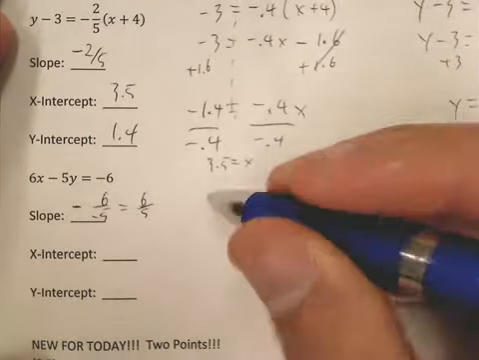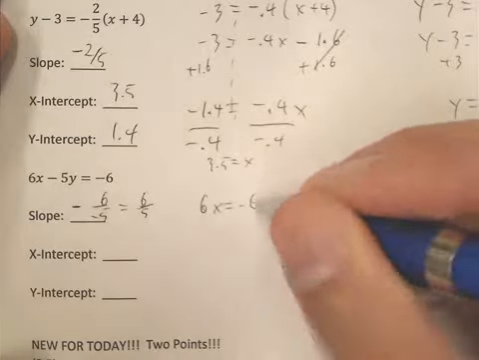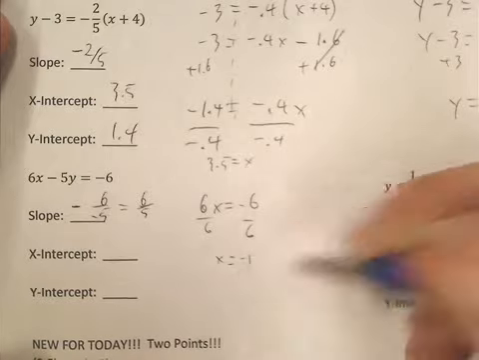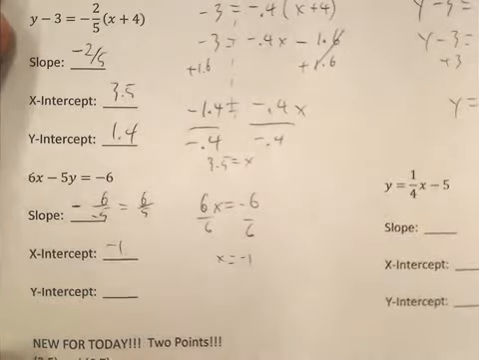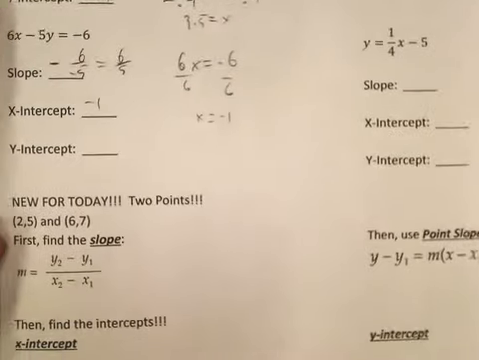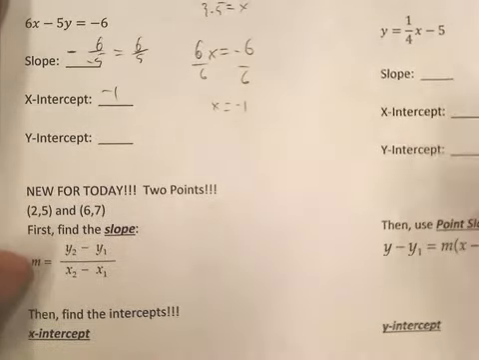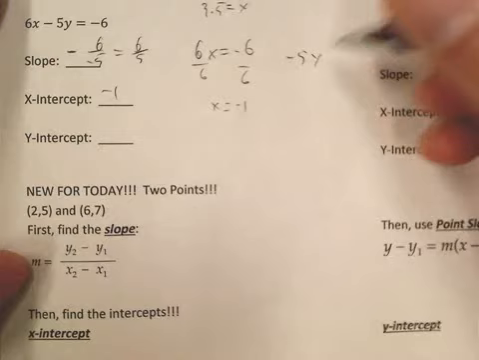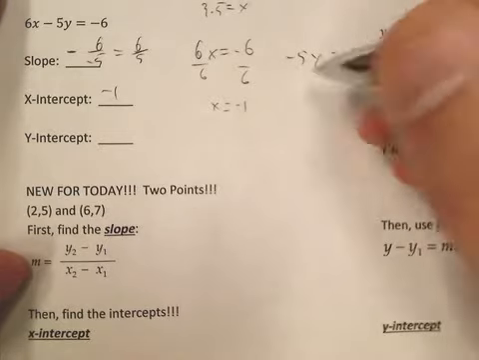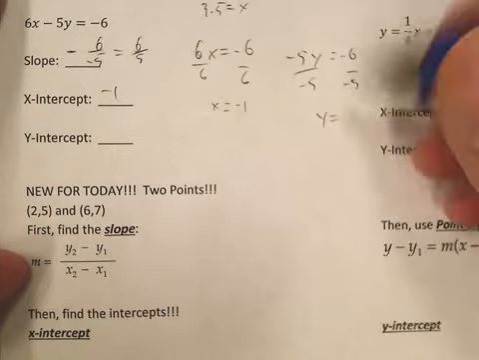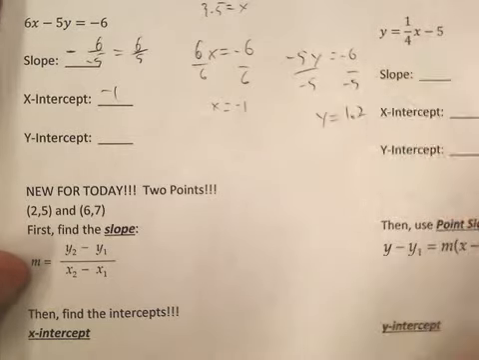So the x-intercept, write it without the y. 6x equals -6. Divide by 6. To find the y-intercept, write it without the x. So you have -5y equals -6. Divide by -5. And that gives me 1.2 there.